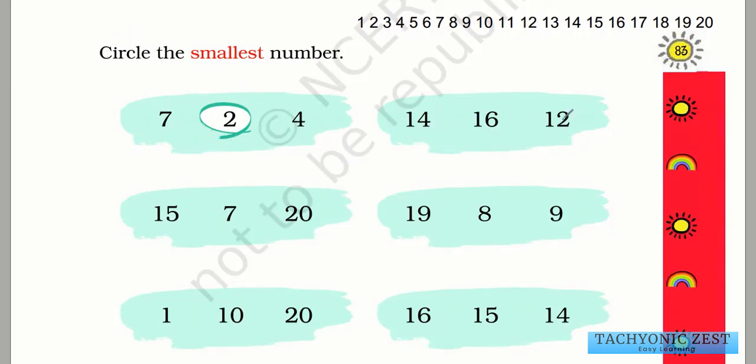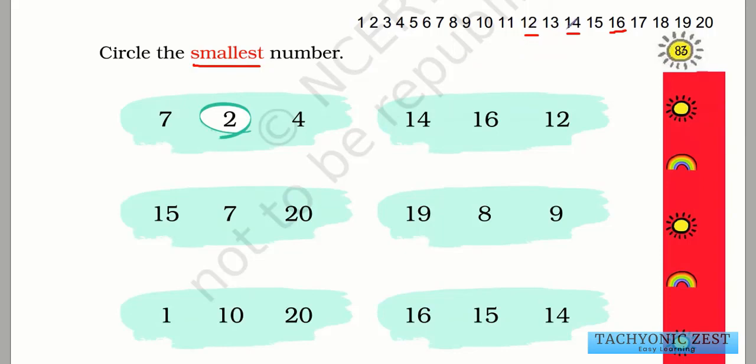14, 16 and 12. Okay, so we can see 14 is somewhere here, 12 is somewhere here, and 16 is here. So if we see here, 16 comes at the last. So 16 is the biggest number, but we have to circle the smallest number. Okay, it is telling us now to circle the smallest number.